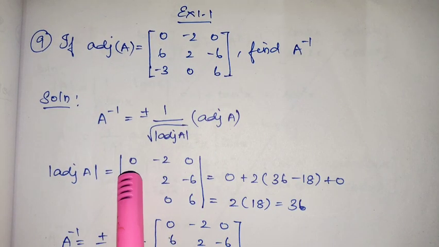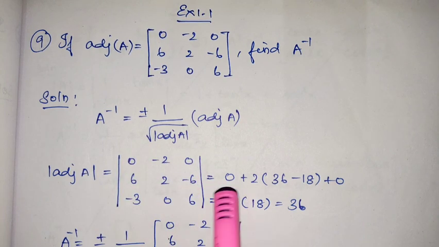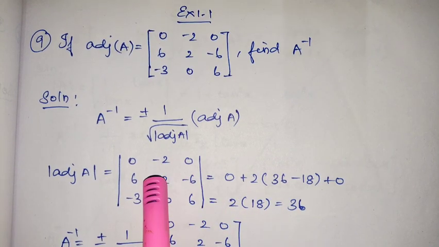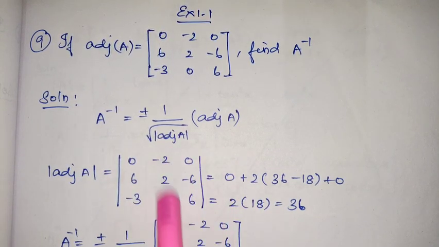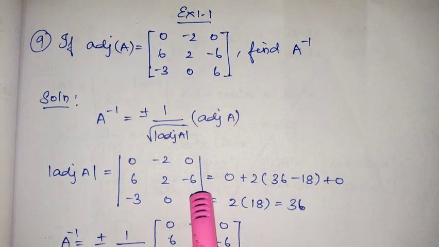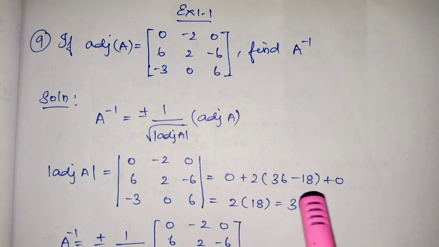See here, this is 0. So you can leave the row and column, and multiplying and writing the value is also 0. So you can simply leave it. So this is 0. I have put 0 here. Second element, change the sign. Minus 2 becomes plus 2. Leave the row and column. 6 into 6 is 36. Minus 3 into 6 is 18, so minus 18. So 36 minus 18 is 18. 18 into 2 is 36.